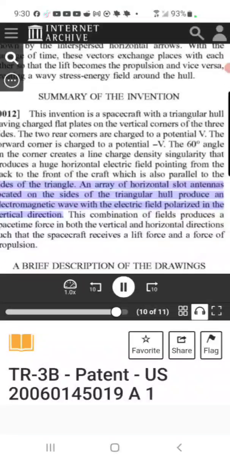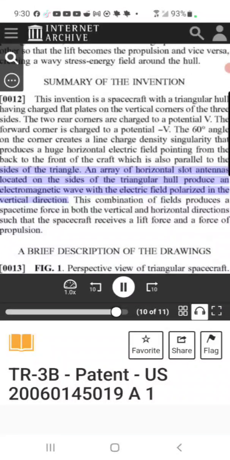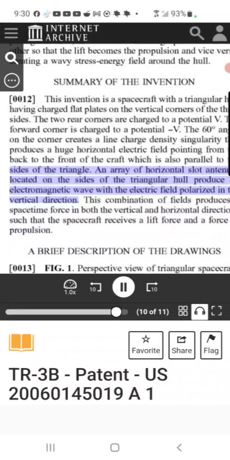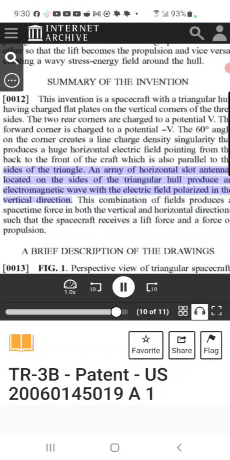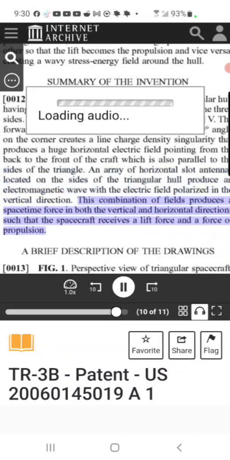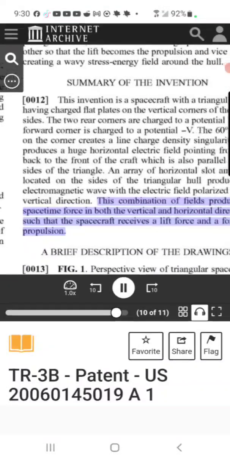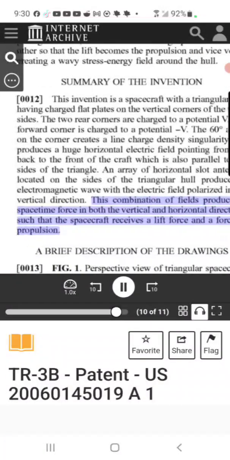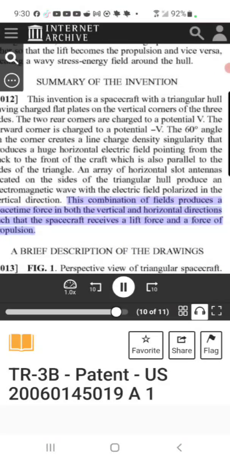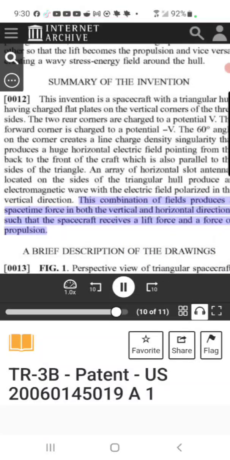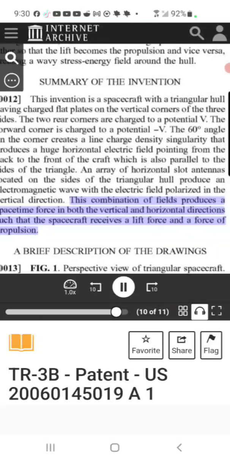sides of the triangle. An array of horizontal slot antennas located on the sides of the triangular hull produce an electromagnetic wave with the electric field polarized in the vertical direction. This combination of fields produces a spacetime force in both the vertical and horizontal direction such that the spacecraft receives a lift force and a force of propulsion.